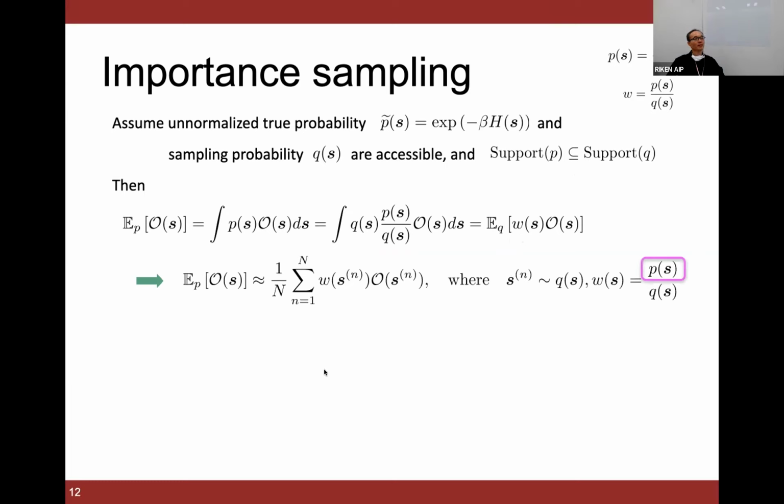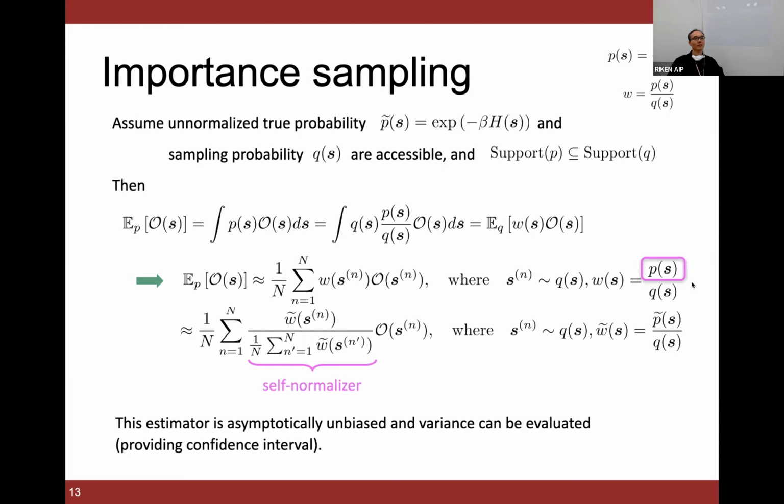And then we estimate the target value by the importance weighted averaging, and basically this is what we want to compute. But still we have this P, which is the Boltzmann distribution, and we don't know the normalizing factor Z. So we should use P tilde, which is the unnormalized distribution here. But we can still apply importance sampling by self-normalizing the weight. So this is the estimator we use.